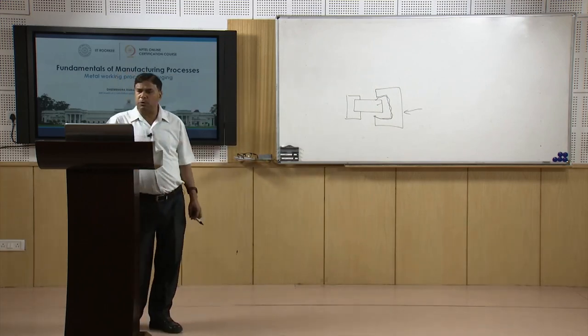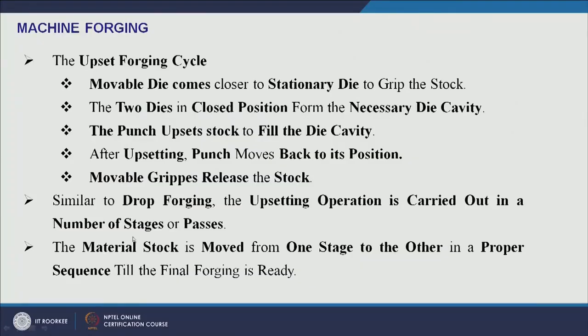The movable die comes closer to the stationary die with the grip on the stock, and the two dies in closed position form the necessary impression in the die cavity. The punch upsets the stock until it fills the die cavity, and after upsetting, the punch moves back to its position and the movable grips release the stock. So, this is similar to drop forging. The upsetting operation is carried out in a number of stages as per the required complexity of the shape, and the stock material is moved from one stage to another in proper sequential manner.